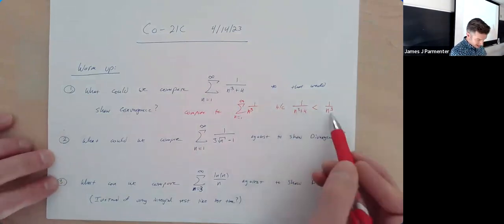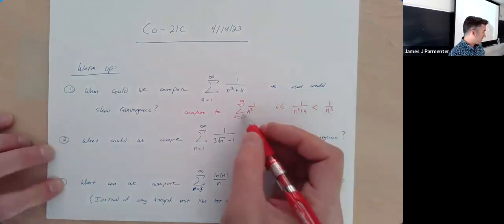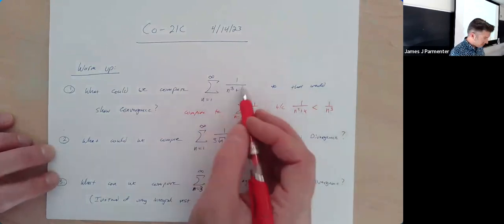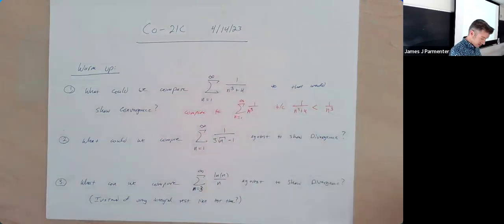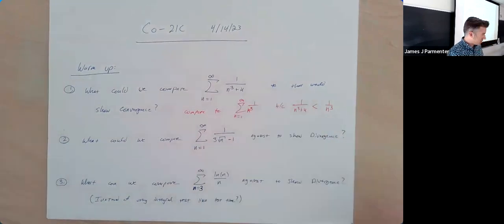So if this sequence is less than that sequence, and we know that the series for 1 over n cubed converges, then this other series of terms that are all less than that also has to converge. So we're going to compare to this convergent thing.